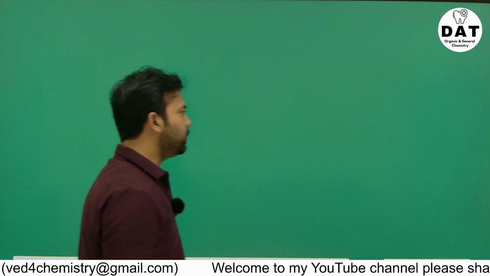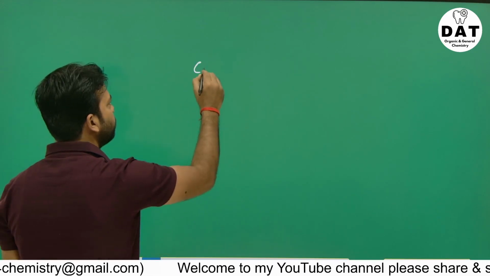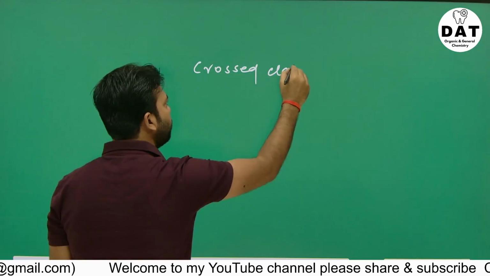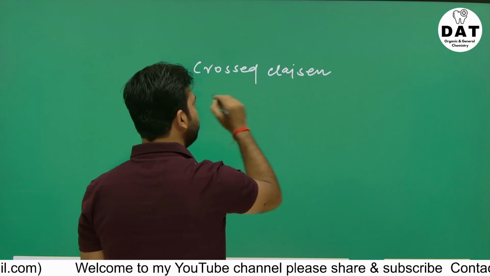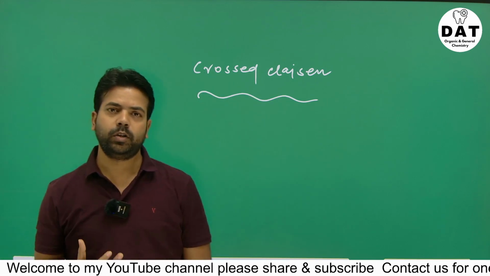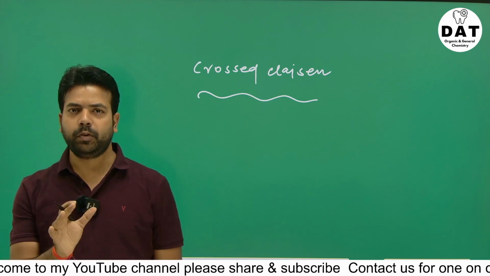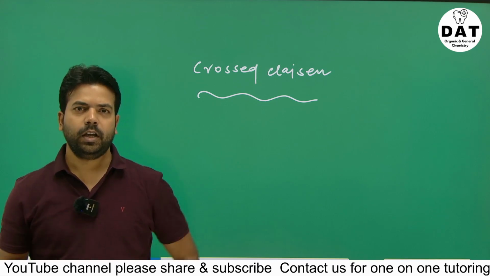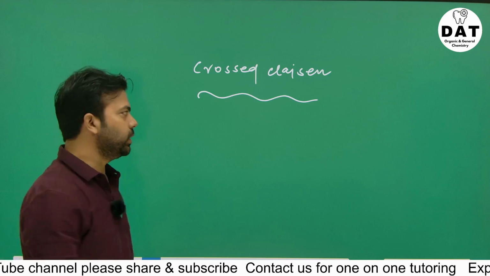Now the next is crossed Claisen. In crossed Claisen, there are two different moles of ester, but any one must have alpha H. Makes sense? Like crossed aldol, where any one must have alpha hydrogen, like this.